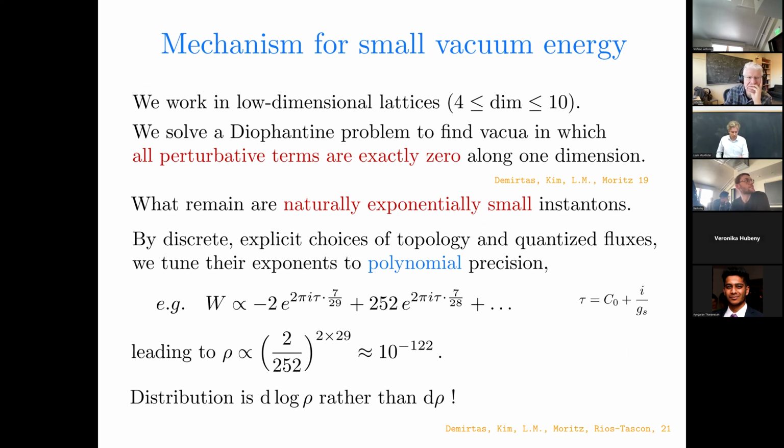So one thing that I skimmed over is that the distribution with this mechanism is d log rho rather than d rho. In other words, the distribution is more or less flat on a log scale in vacuum energy, which is enormously more supportive of finding small vacuum energy than the ordinary d rho that one might have guessed. Okay, so that's a first point.